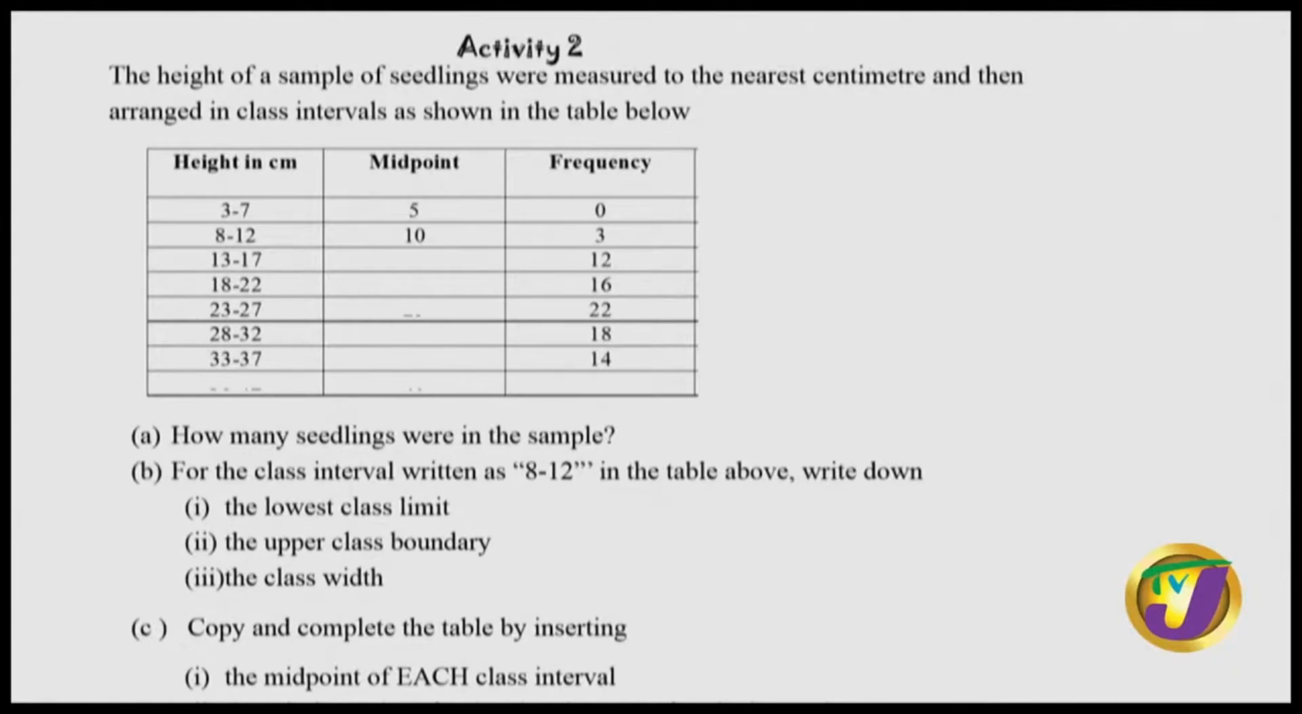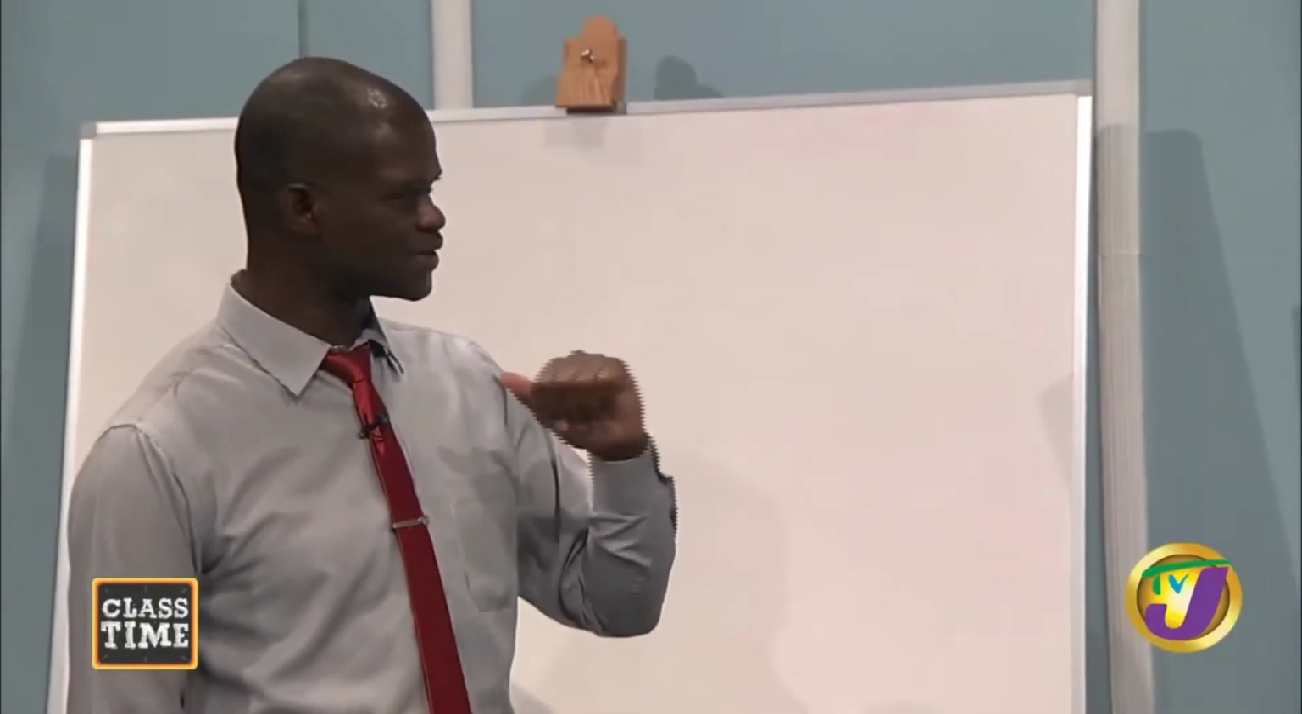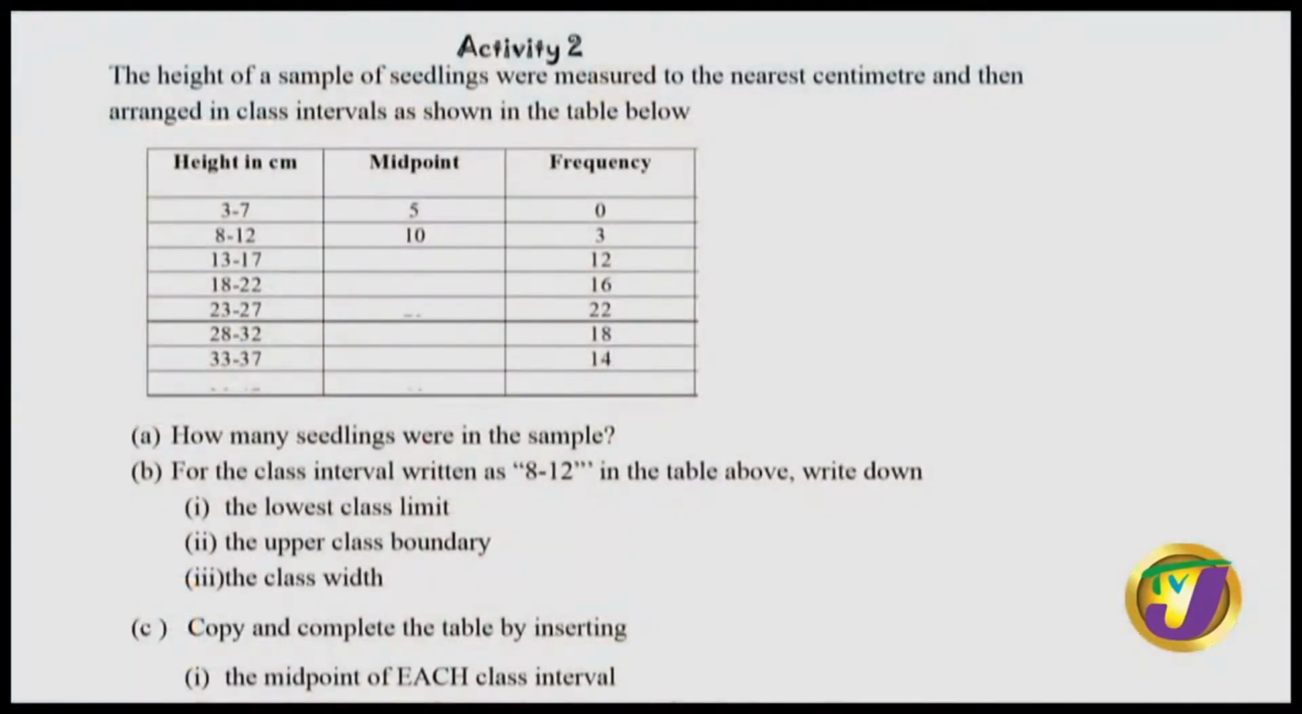Maybe not right off the bat. But with questions like these, students normally make a mistake in that they may select the largest number as it pertains to the frequency. So they may say it's 22 seedlings that were in the sample, or they may select the last number that is there, which is 14. So this leads me to a very important question. What is frequency? Well, the frequency is how often a particular event occurs. So for example, in this case, a height of 3 to 7 centimeters, it is saying there are 0 seedlings that would fall in that range.